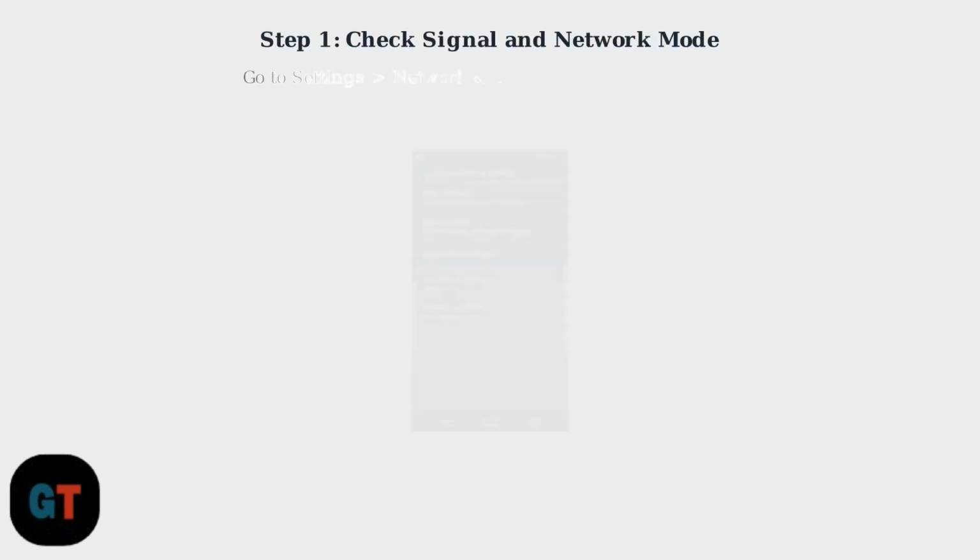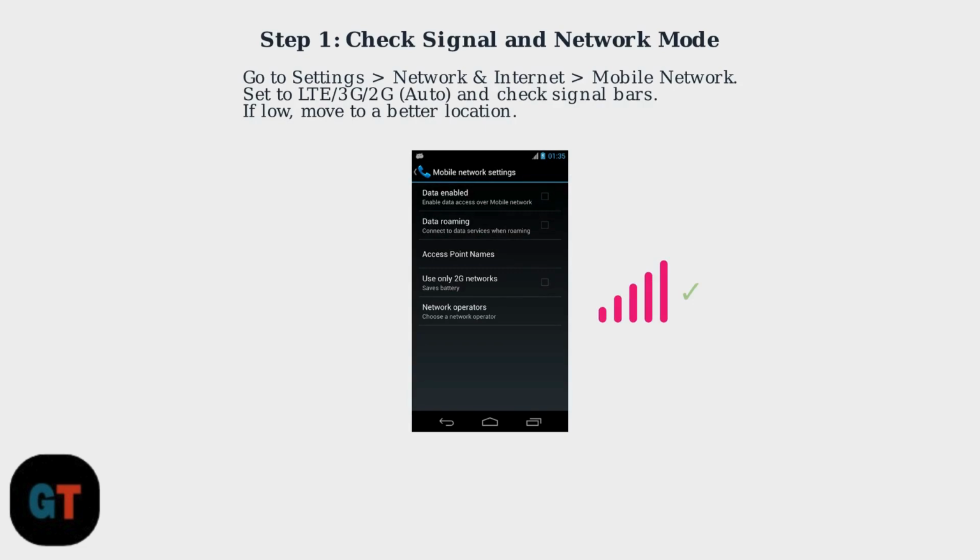Let's start with the first step, checking your signal and network mode. Open your phone's settings, go to Network and Internet, then Mobile Network. Make sure it's set to LTE, 3G and 2G auto, and look at your signal bars. If they're weak, try moving to a different spot for better reception.